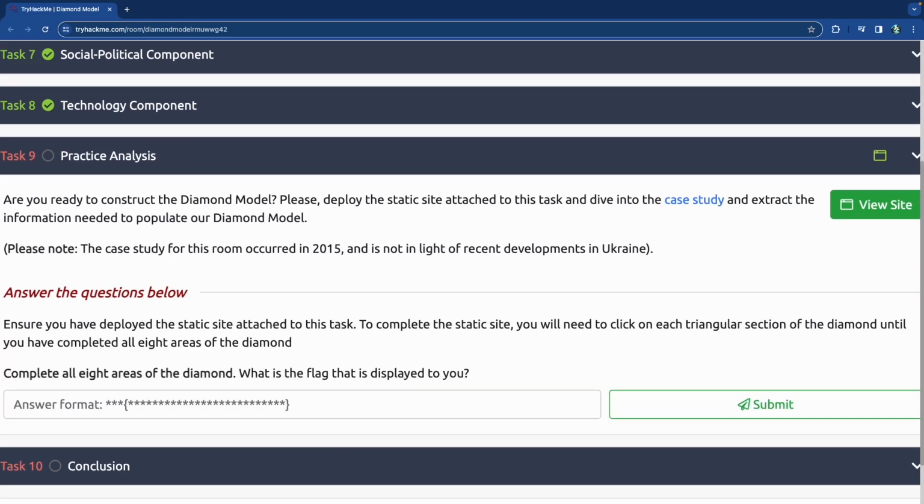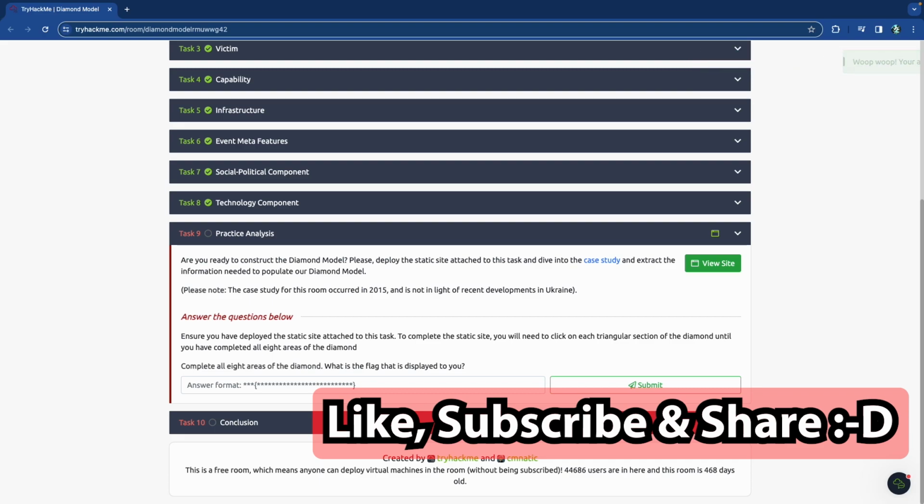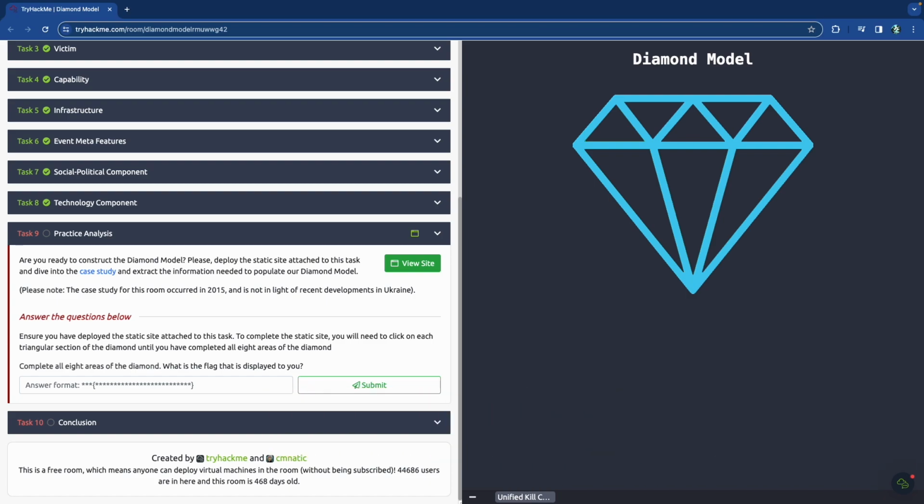And now we're going to do a practice analysis. Are you ready to construct the diamond model? I guess we gotta be. Either one way or another, we gotta try it, right? So it says, please deploy the static site attached to this and dive into the case study and extract the information needed to populate our diamond model. The case study for this room occurred in 2015 and is not in light of recent developments in Ukraine. Okay, fair enough.